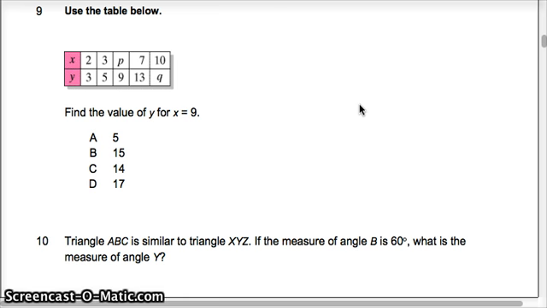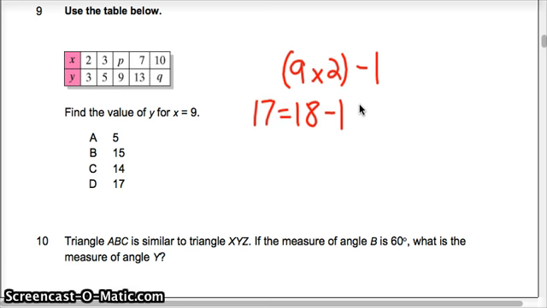They want us to use the table below again and find the value of y for when x is 9. So if x is 9, and we're thinking about our equation from before, because this table is the same as the one before, I have 9 times 2 minus 1. 9 times 2 is 18, minus 1 would be 17. So D would be our correct answer there.